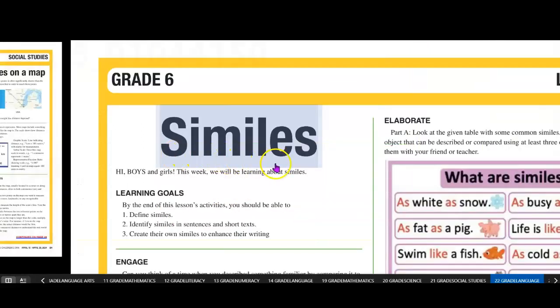So, in this episode, we were looking at similes. We should now be able to define similes, identify them in sentences and short texts. And now you should also be able to create your own similes to enhance your writing.